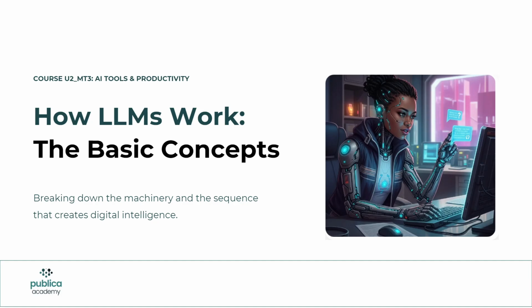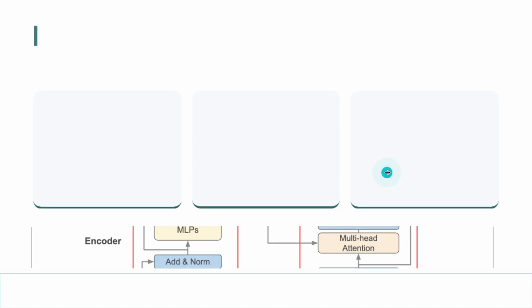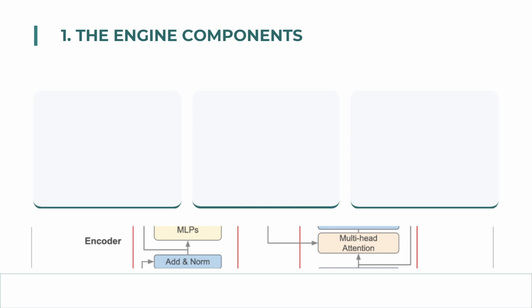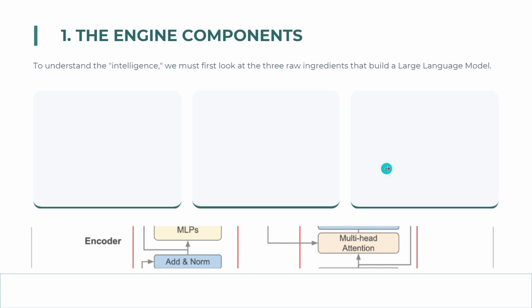Let's break down the engine and the sequence that creates this digital intelligence. All right. We have seen a glimpse of this in the previous class, but it's okay to reinforce it again. Now, think of an LLM as a high performance engine built on three raw ingredients. All right. We've referenced it in the last class.